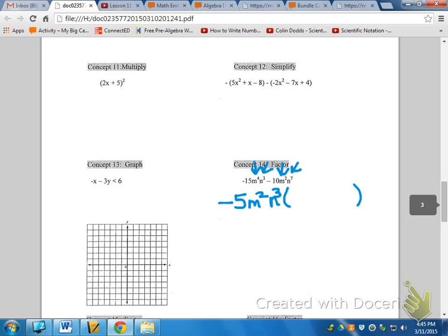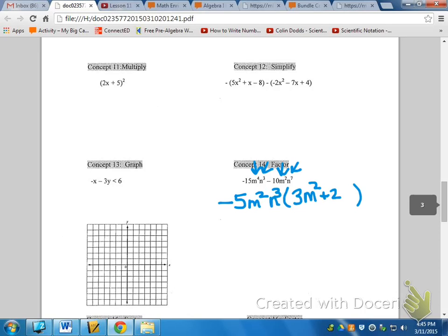Now I have to write down what's left in each one of those terms when I do factor out negative 5 m squared n cubed. So negative 15 divided by negative 5 is 3. I have m to the 4th, and I'm taking out 2 m's. That leaves me m squared. I have n to the 3rd, and I'm taking out n to the 3rd, so there's no n's left in that first term. Next, negative 10 divided by negative 5 is plus 2.